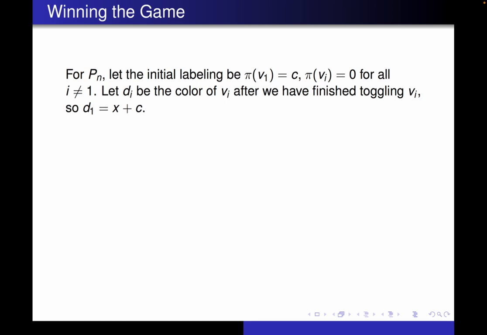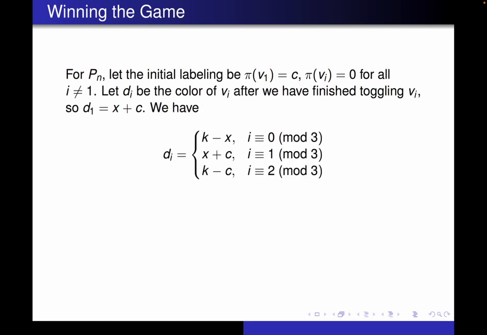We're going to let Di be the color of Vi after we finish toggling Vi. And when we do that, remember, when we hit the first one, V1, it turned it from c to x plus c. So after we hit V1, we get x plus c, which tells us that, for instance, D1 is x plus c. By a nice little induction proof, we have 3 formulas for Di depending on where we are in that cycle. Remember, we cycle through every 3. So what the label is after we toggle that vertex depends on where we are mod 3.